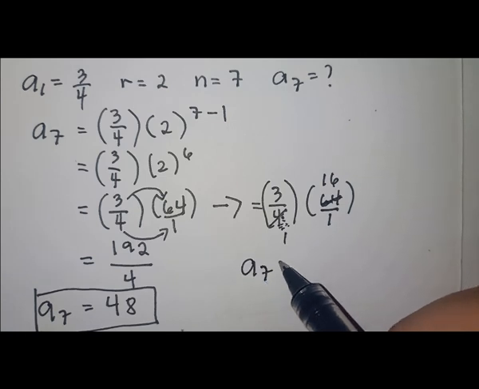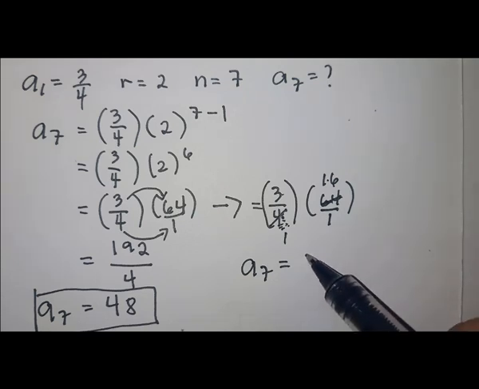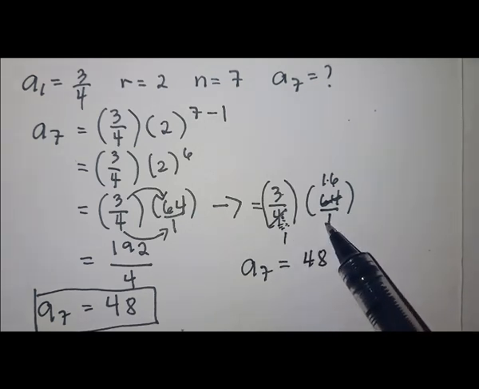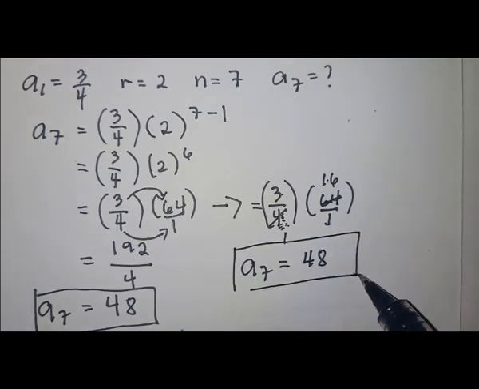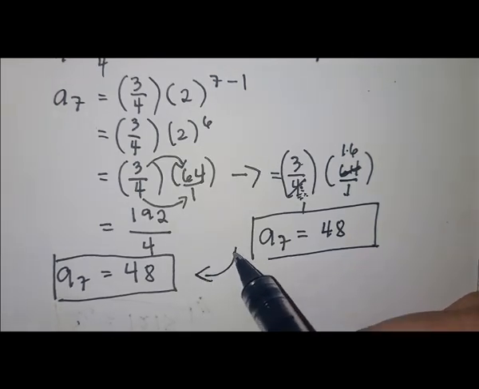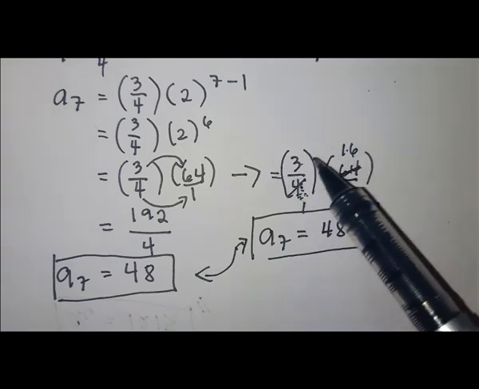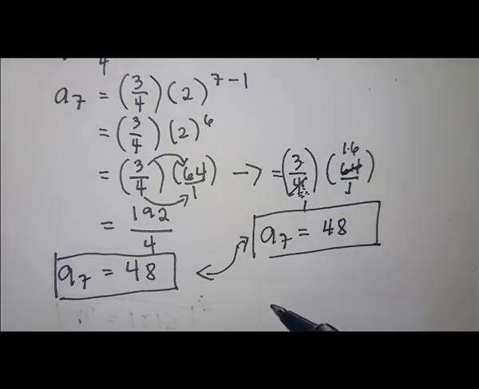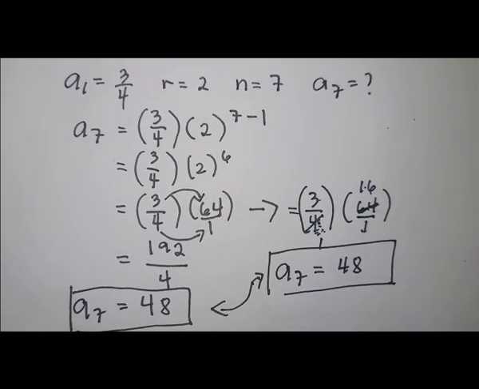Then, saka tayo mag-multiply ngayon. What will be the 7th term? So, 3 times 16, you have 48. And 1 times 1 still 1. So, the 7th term is 48. Kung makikita ninyo, parehas lang sila ng result. Okay? So, dito, kung naaalala natin yung process ng cancellation method, mas maigi. Okay? Kahit alin sa dalawang solution yung gamitin natin.